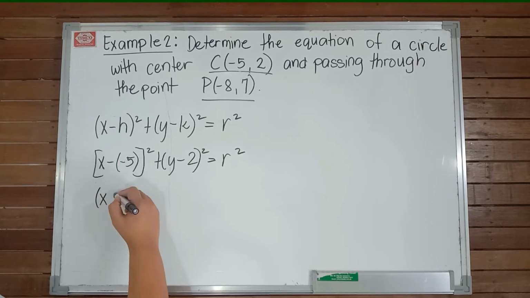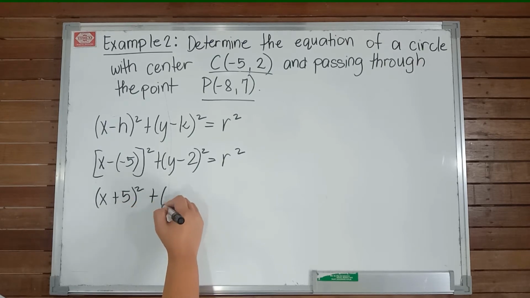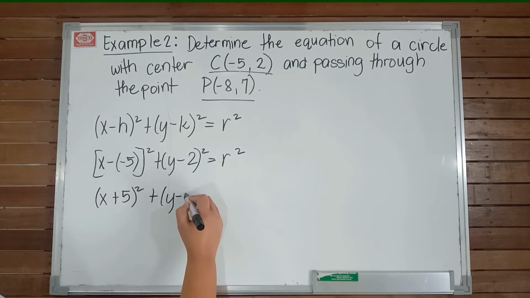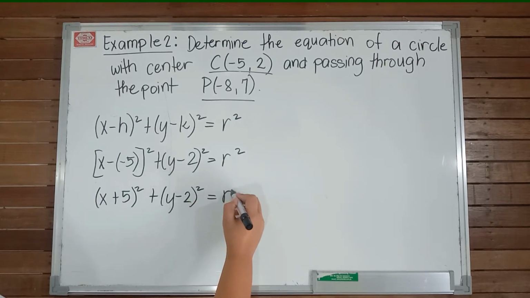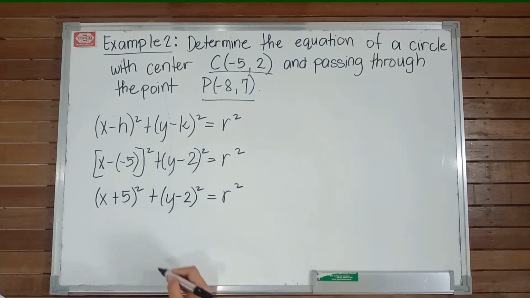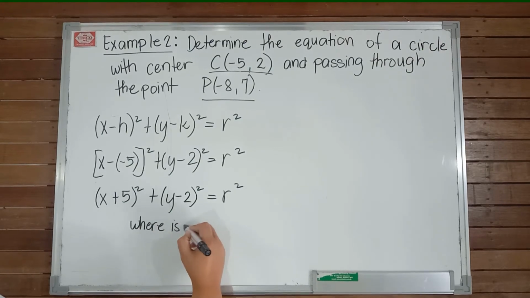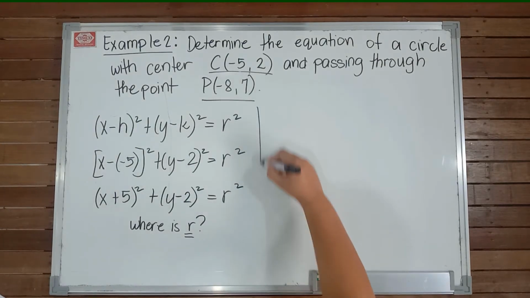Negative times negative is positive. So x plus 5 squared plus y minus 2 squared equals r squared. Buo na sana yung formula natin, yung equation natin, kaya lang wala si r squared. Paano kaya natin siya kukunin?